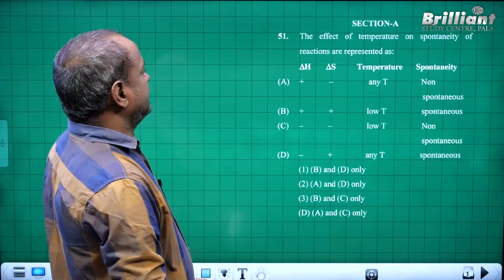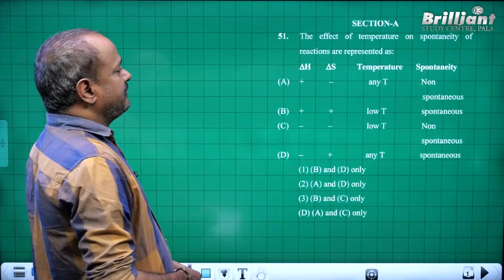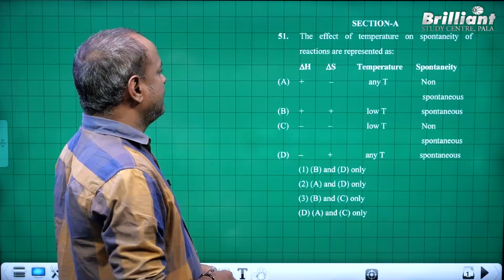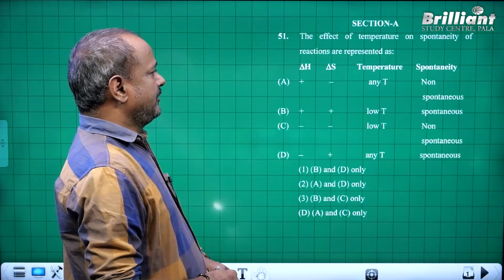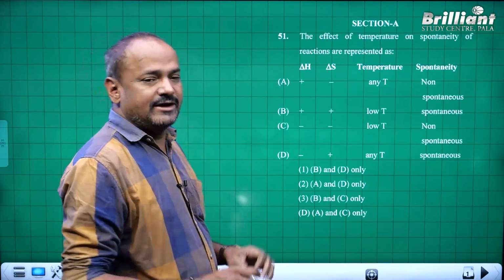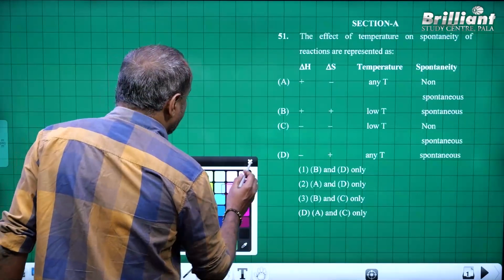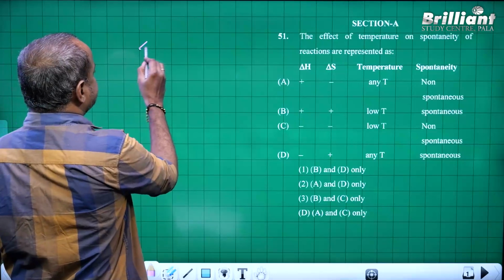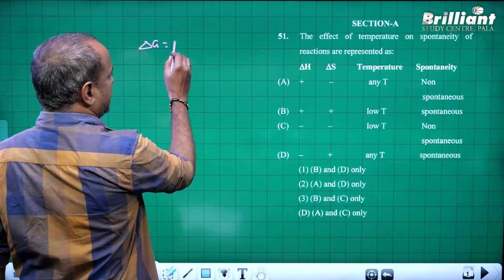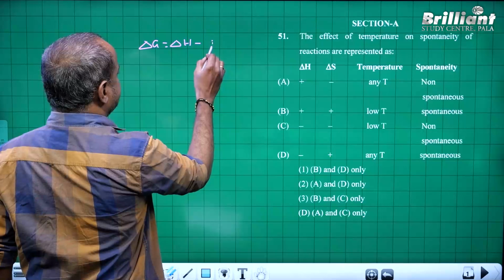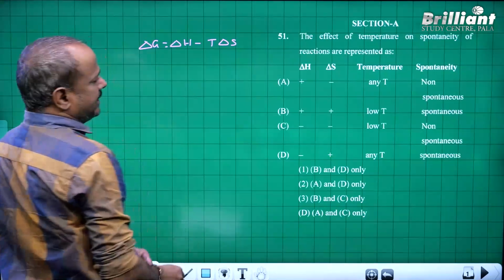Good afternoon. Let us start question 51. Effect of temperature on spontaneity of reactions represented by. That means temperature effect is working. So according to delta G principle, delta G is equal to delta H minus T delta S.